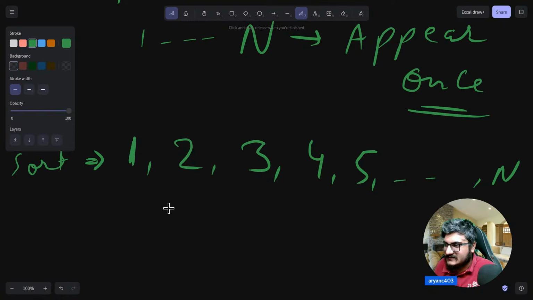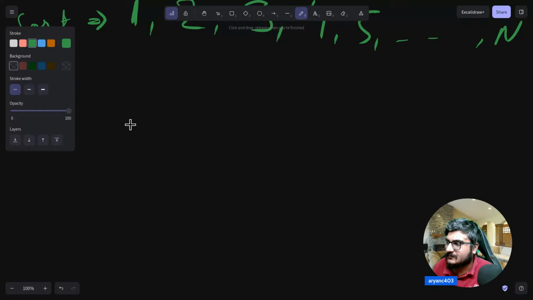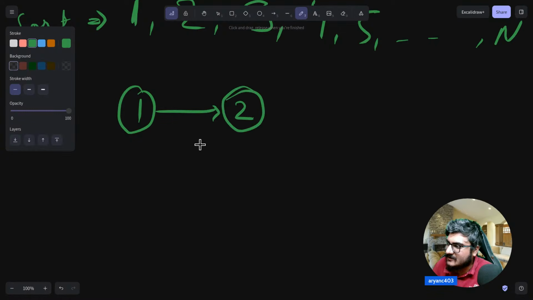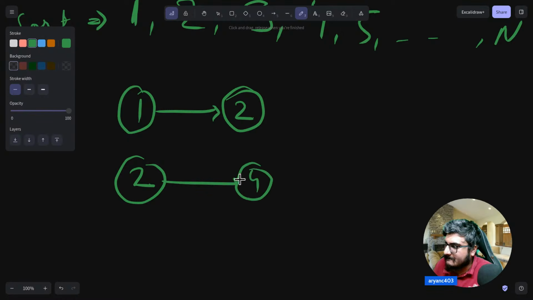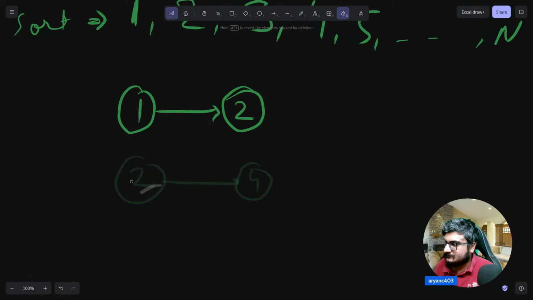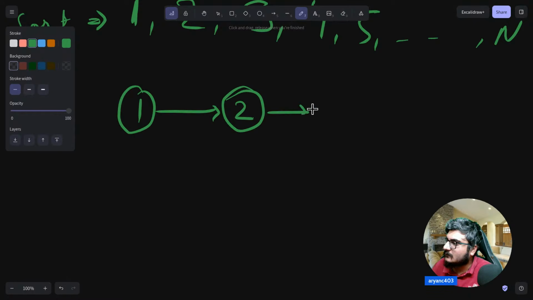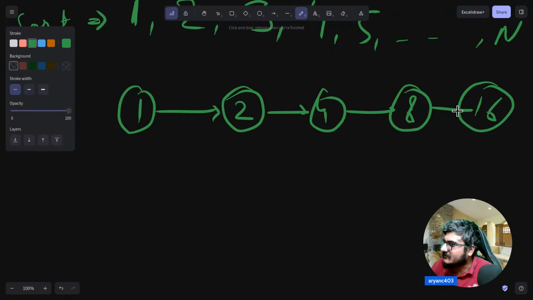Now let's see how this swapping works. You can swap 1 with 2, first element with second element. You can swap second element with fourth element. You can swap 4 with 8. You can swap 8 with 16. These are the possible permutation sorting ways that are given to you. Now the important question is, can you swap 1 and 8?